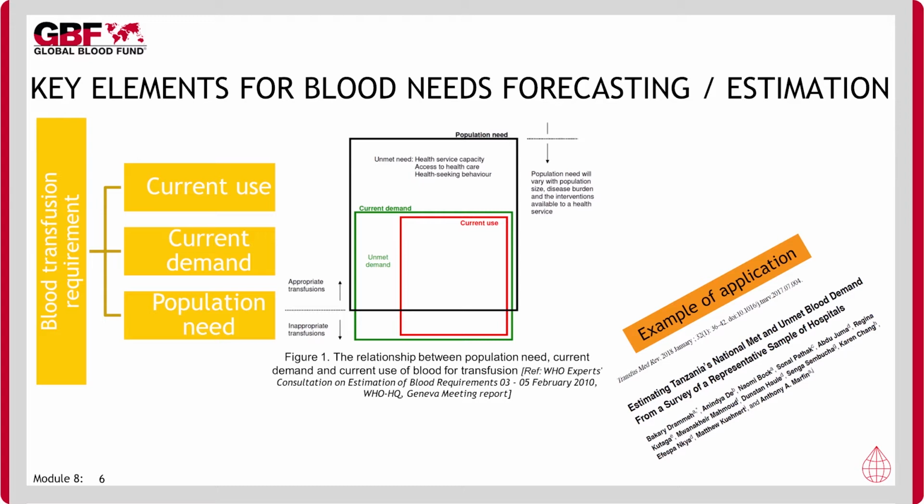Within populations, the need for blood will have a special component as disease burden and population density is likely to be heterogeneous. Recommended reading for a deeper understanding of these issues is a paper by Bakary et al., published in the Transfusion Medicine Review Journal in January 2018. This paper is titled Estimating Tanzania's National Met and Unmet Blood Demand. It will help in appreciating how different blood services are approaching the blood requirement issue.